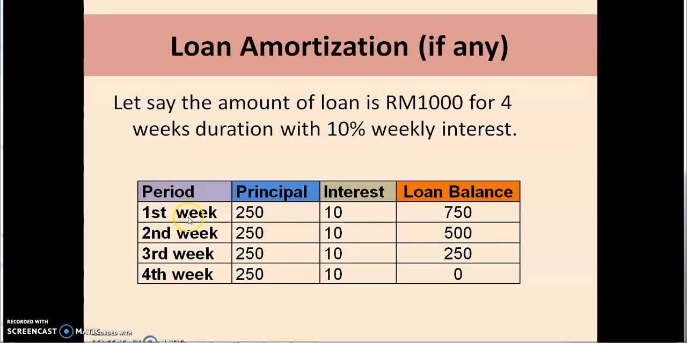So the first week you need to pay 250 ringgit as the principal, whereas the interest is 10 ringgit. So after deducting 250 from the 1,000 ringgit, you will get the loan balance 750. And then the second week, another 250 ringgit principal you have paid. So the loan balance is 500 ringgit. And the third week and fourth week, okay, the number is still the same, 250 by using the straight line method. So you have the balance 250.